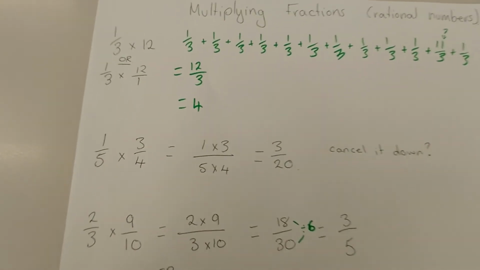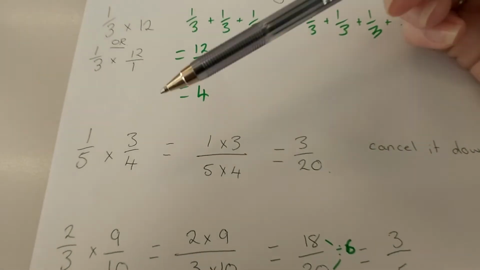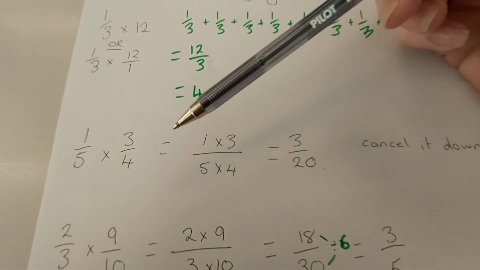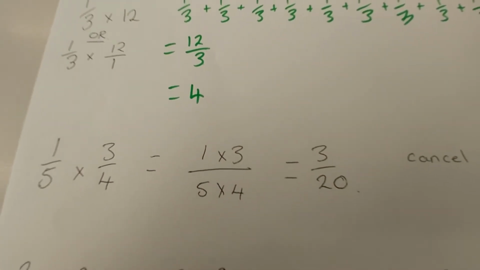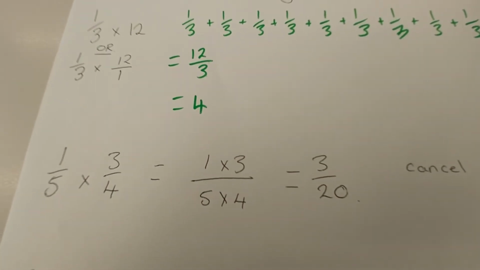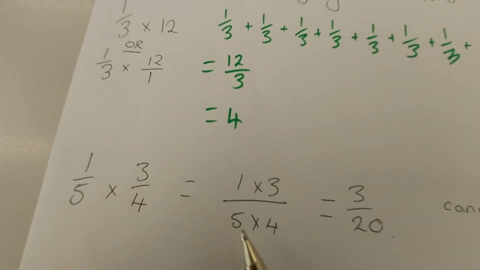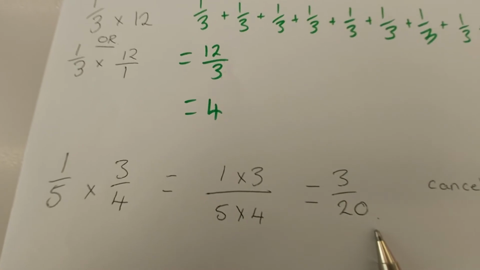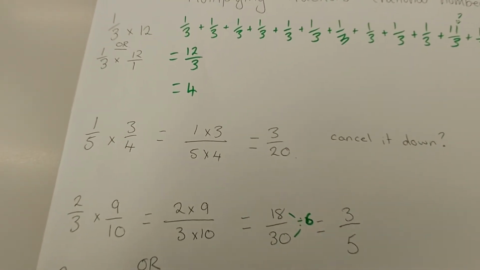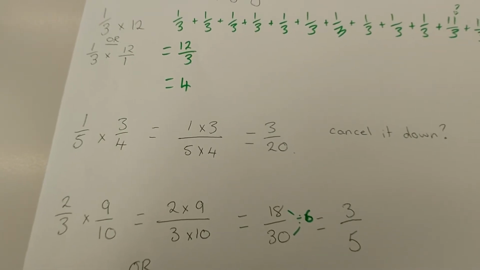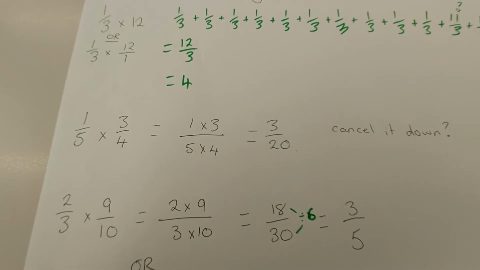So having a look at this second question, we've got 1/5 times 3/4, and we're just simply timesing across. That's how easy it is to multiply fractions. So 1 times 3 gives me 3, and 5 times 4 gives me 20. The only thing you need to look at is, can I cancel it down? Can I cancel down 3 over 20? No, I can't. That's as small as that fraction can get.